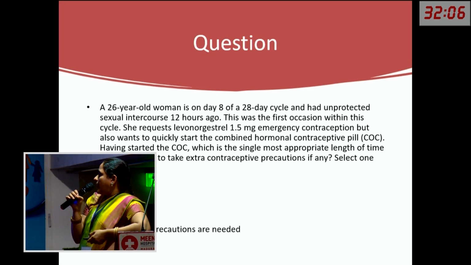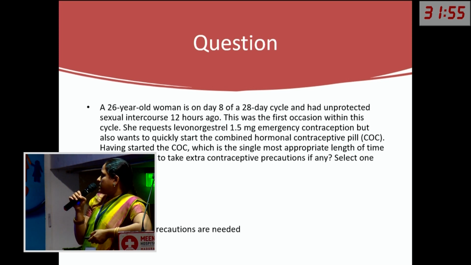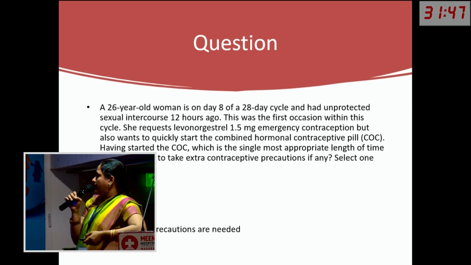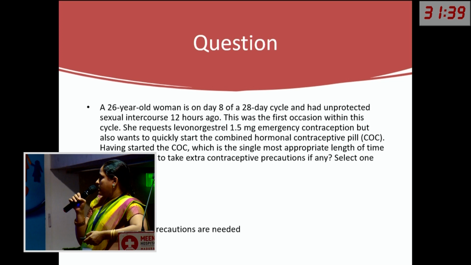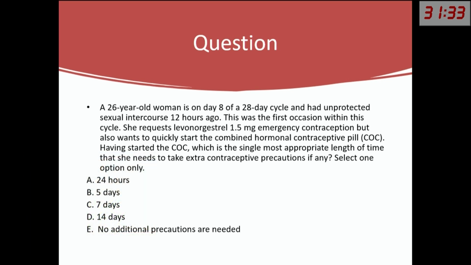The next question. A 26-year-old woman is on day 8 of a 28-day cycle and had unprotected sexual intercourse 12 hours ago. This is the first occasion within this cycle. She requests levonorgestrel 1.5 mg emergency contraception, but also wants a quick start of the combined oral contraceptive pill. Having started the combined oral contraceptive pill, which is the single most appropriate length of time that she needs to take extra contraceptive precautions, if any? Select one option only. A, 24 hours, B, 5 days, C, 7 days, D, 14 days, E, no additional precautions are needed. Answer please.